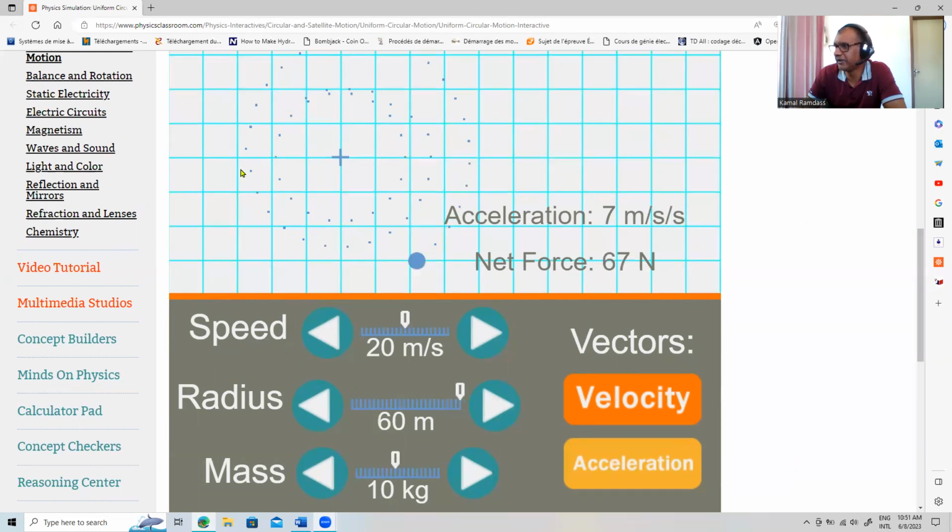Plus il est loin, plus la force peut diminuer. Plus le radius augmente, si speed and mass remain constant, the force will decrease. OK? Et si je decrease the radius, the force increases. Ça veut dire, si j'augmente la force, logiquement, the radius will decrease if the speed and the mass remain constant.